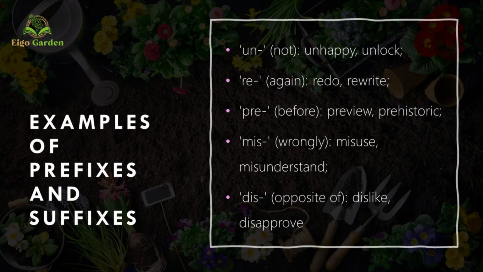Common prefixes include un, which means not, as in unhappy or unlock; re, meaning again, used in redo or rewrite; pre, indicating before, like in preview or prehistoric; mis for wrongly, as in misuse or misunderstand; and dis, meaning opposite of, used in dislike or disapprove.